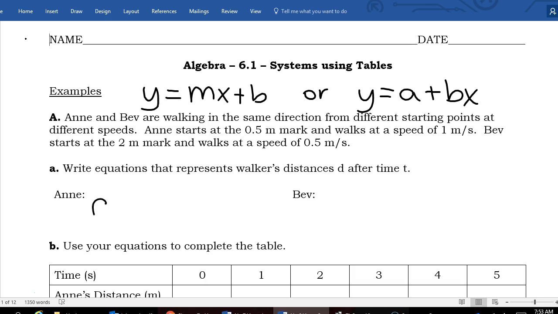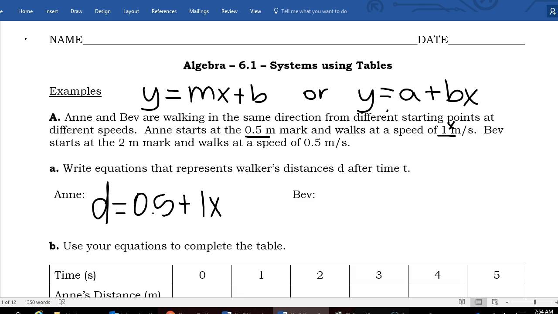So I'm going to write my equation for Anne. Again, we're doing in terms of d and t. So d is like my y equals. Anne's starting point is 0.5, and her rate of change is 1. So 1's going to get the x. That's going to be my slope. So whether I do 1x plus 0.5 or 0.5 plus 1x doesn't really matter. I'm going to go with this model because we have our starting plus how much it changes each second.